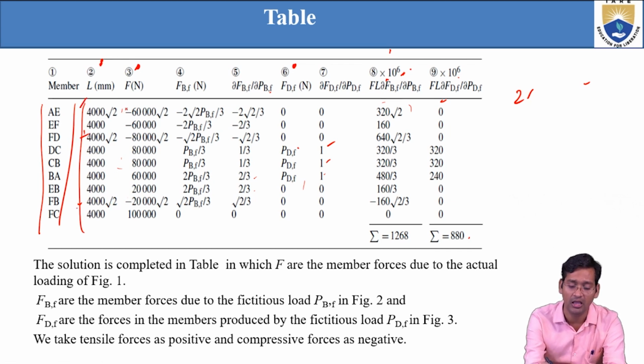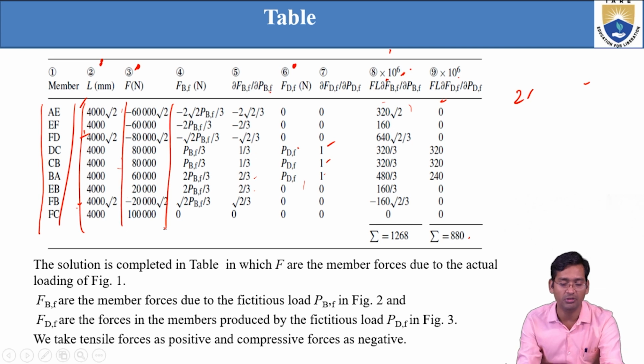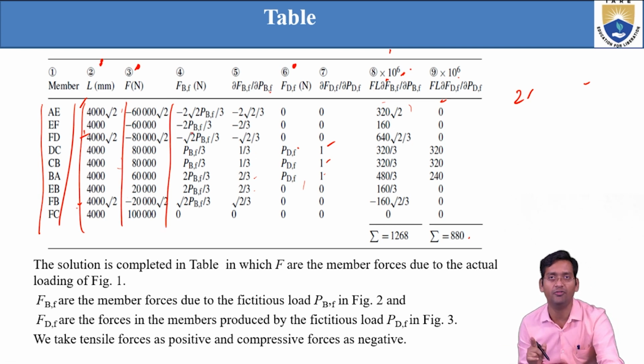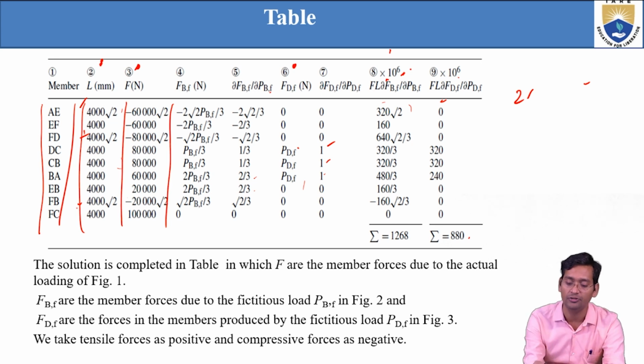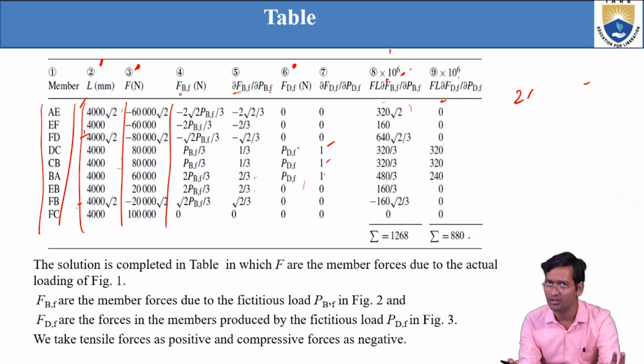Remaining all are directly given. After that, by the joint method, once you have that, apply the fictitious force at that point where you want to find the deflection. So at B it's required to find. That's why we just mentioned here FBF. So find the fictitious force in each member again.